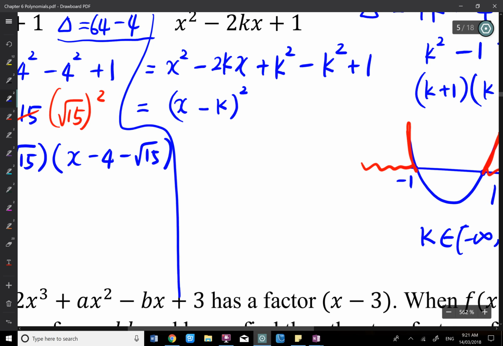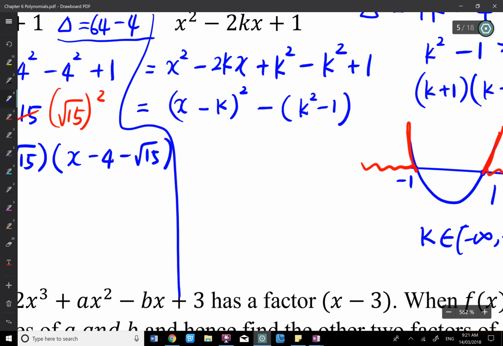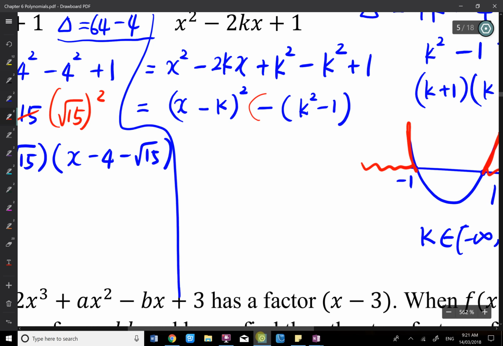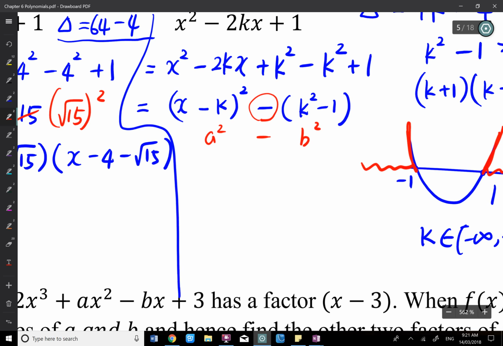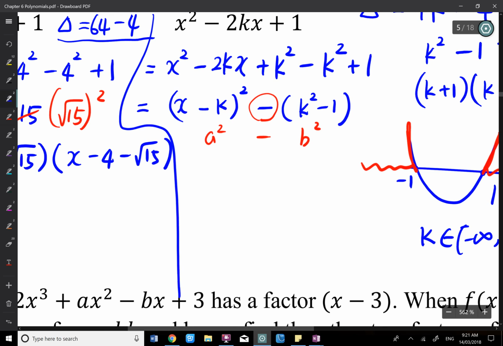But be careful here. I need a minus bracket k squared minus 1. I need this minus because I want to use the a squared minus b squared formula. I can't put the 1 in the front and I can't make it plus. I need the sign minus. So that equals x minus k squared minus the square root of k squared minus 1, squared.